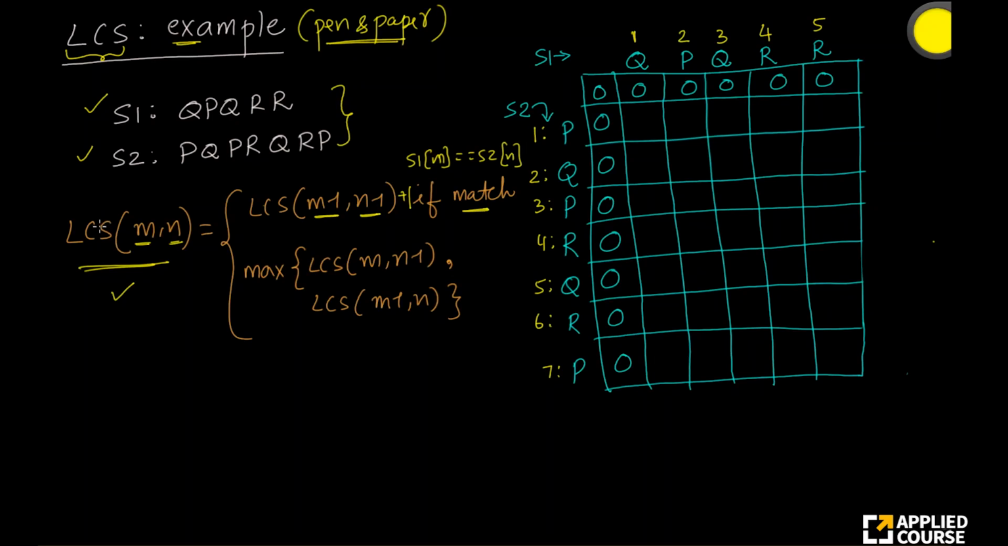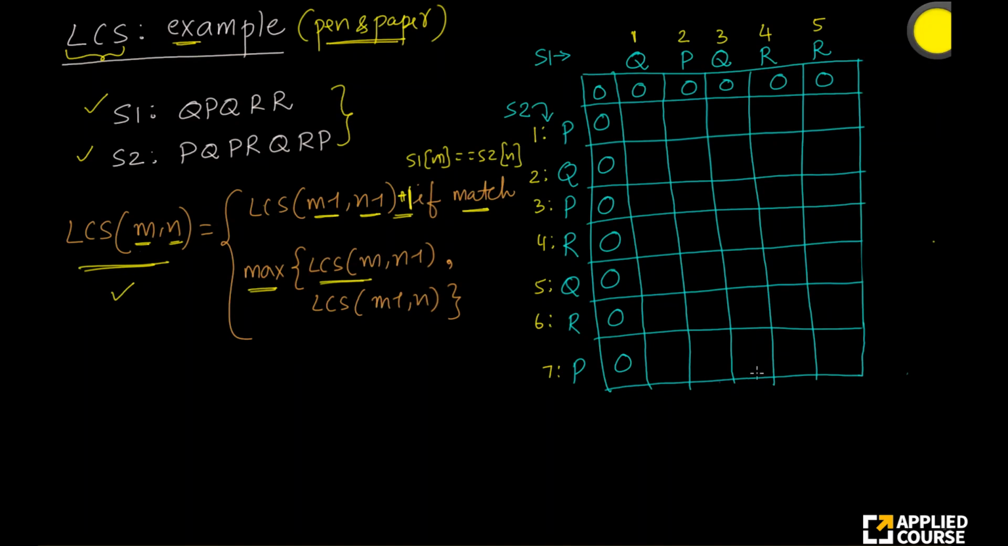I'll just call it LCS, since I'm getting confused with LCM in math. Anyway, the longest common subsequence with strings of size m and n is the longest common subsequence with strings m minus 1 and n minus 1, plus 1. There is this plus 1 that we need to write if there is a match, or else it is the max between the LCS with m and n minus 1, and m minus 1 and n. We have seen this recursive equation, right?